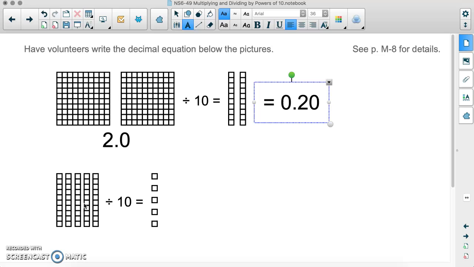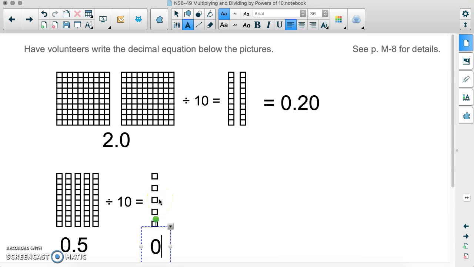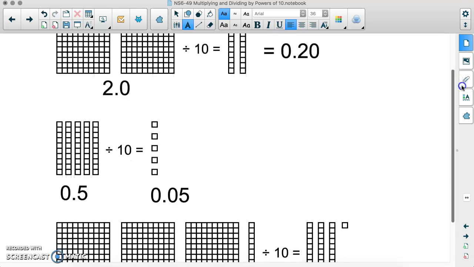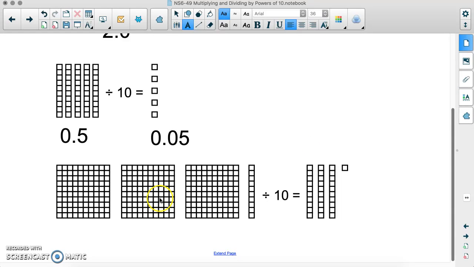Now in this example here, I have 5/10, so 0.5. I'm going to divide it by 10 to get 5 hundredths. So my answer is going to be 0.05. Okay, I want you to look closely at what the decimal place is doing here.